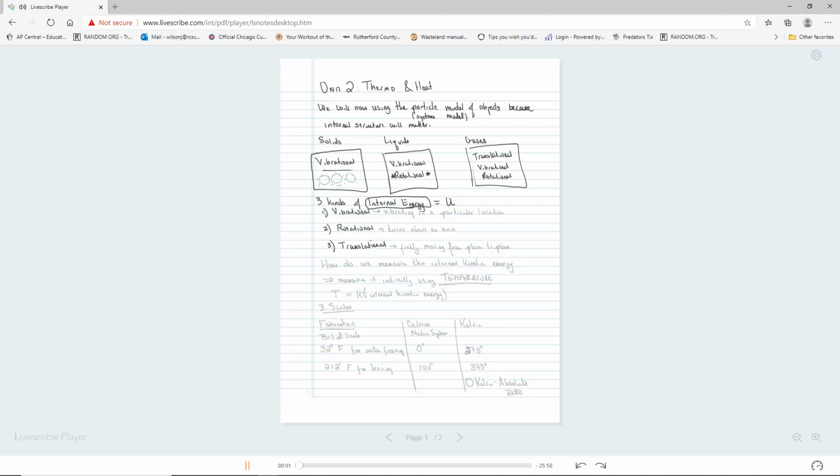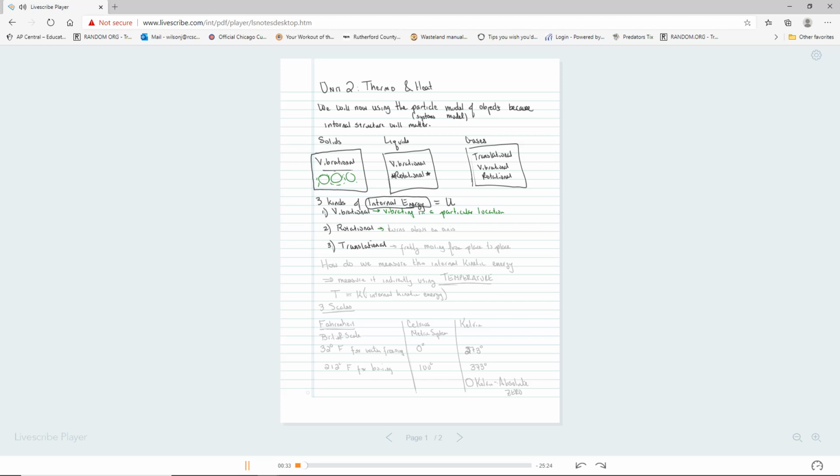So when we're using vibrational, it's vibrating in a particular location. So for a solid, we'd see particles, and they would just sort of wiggle in place. Back and forth and back and forth, up and down, wiggle in place.